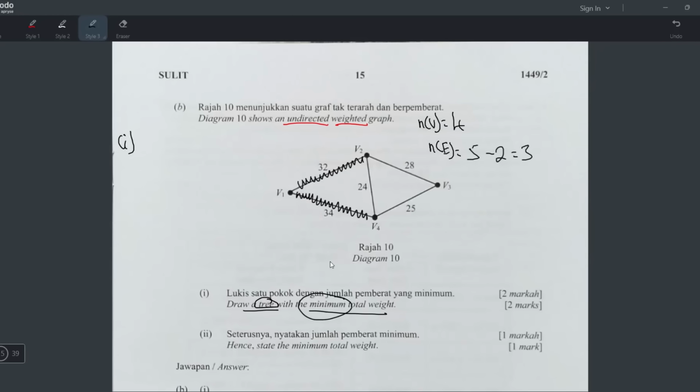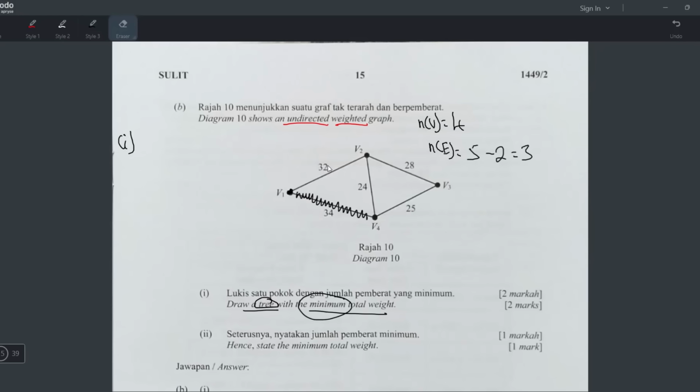Because a tree cannot have a cycle, and this one has a cycle already. And also, you have to make sure all vertices are connected. So you can see you left out V1 already. If you remove these two lines, that means this is not a tree. So I have to take back this edge. So this is the edge that I erased earlier, right? So I will take back this edge.